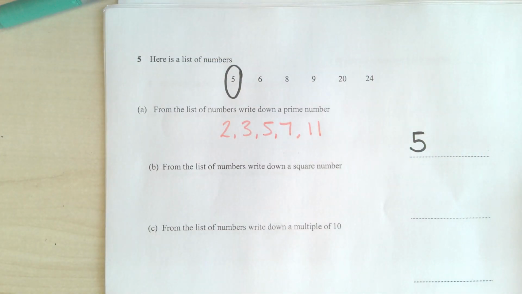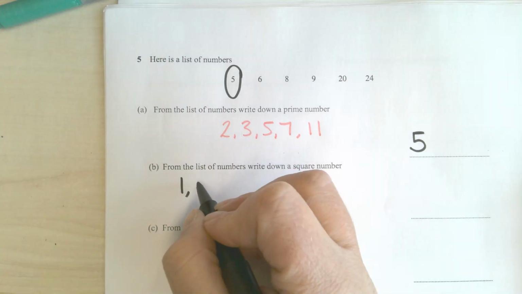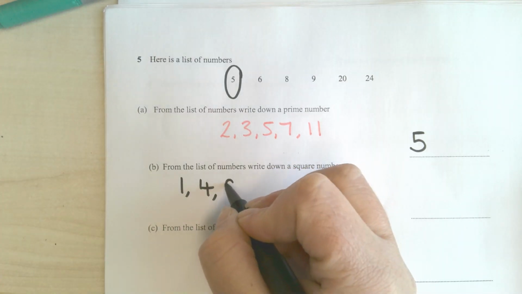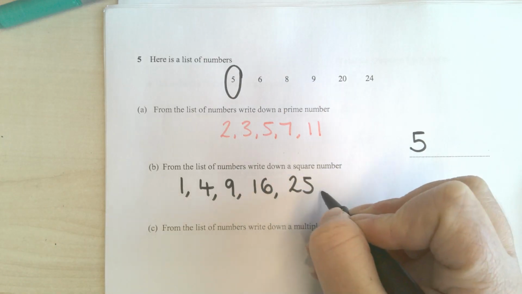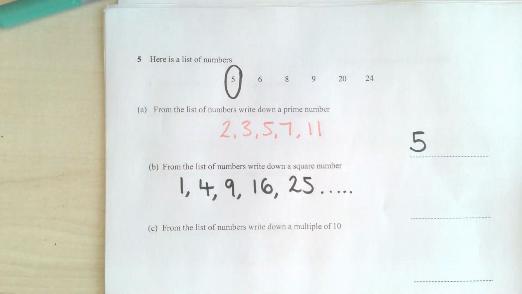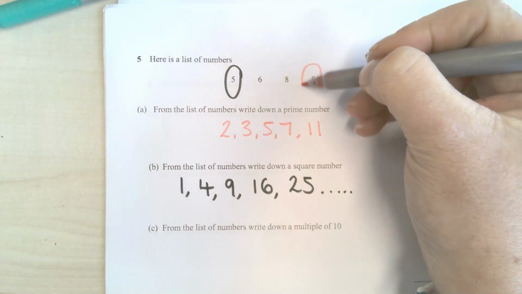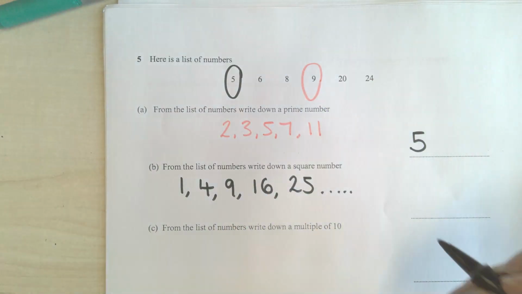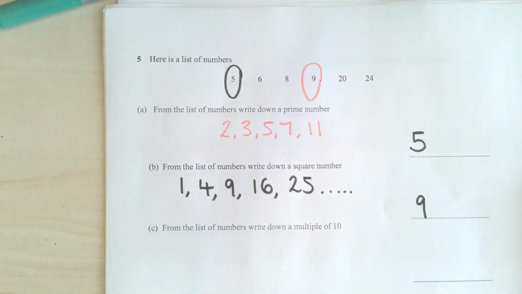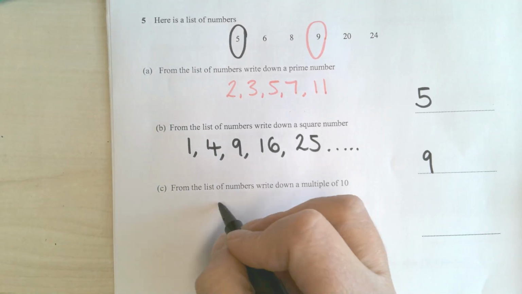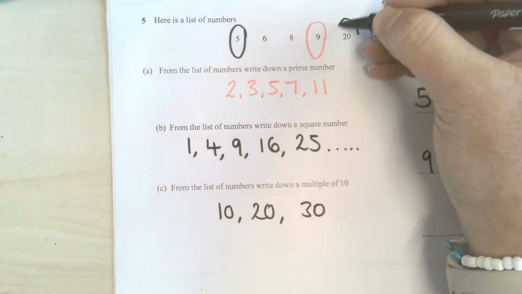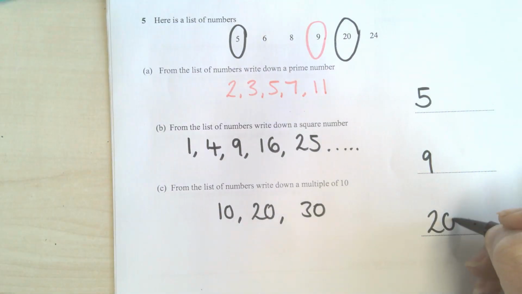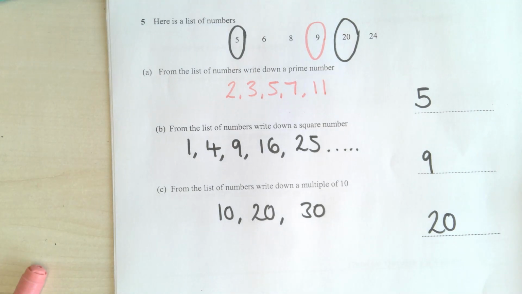My square numbers, well, 1 times 1 is 1, 2 times 2 is 4, 3 times 3 is 9, 4 times 4 is 16, 5 times 5 is 25. I can keep going, but I don't think I need to. Which one of those is then square? It's 9. And then I'm asked to write down a multiple of 10. A multiple of 10 means numbers in the 10 times table. Well, it goes 10, 20, 30, and the answer there would then be 20 because that number features in my list.